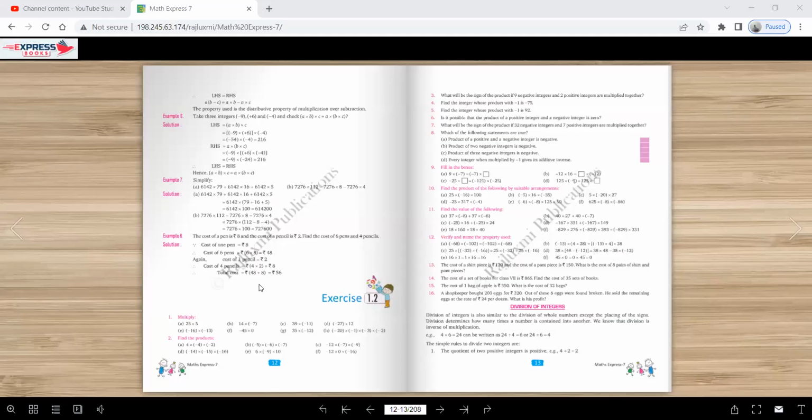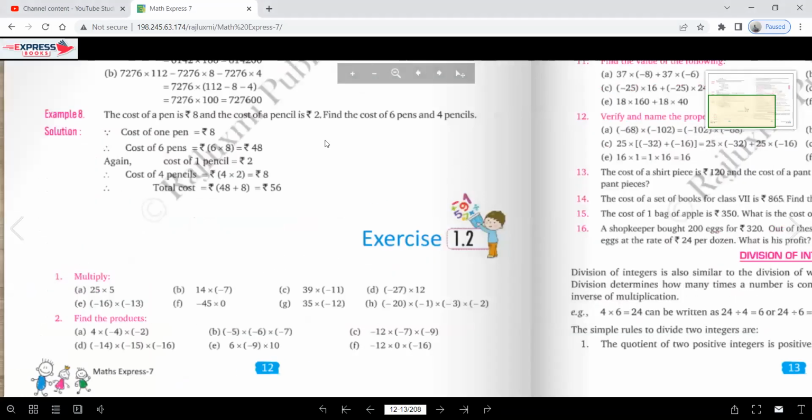So now let's move on to exercise 1.2 question number 2. As you can see, I just shared the recording. Exercise 1.2 question number 2 says: find the product of 4 into minus 4 into minus 2.